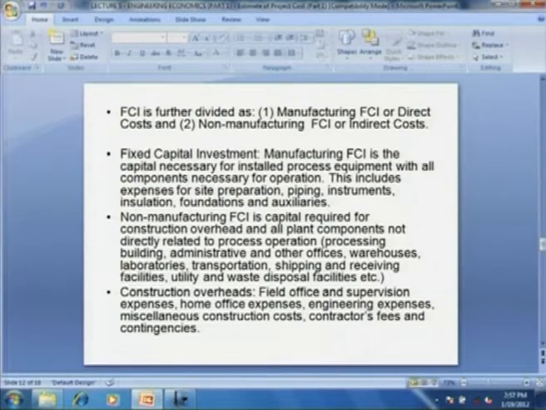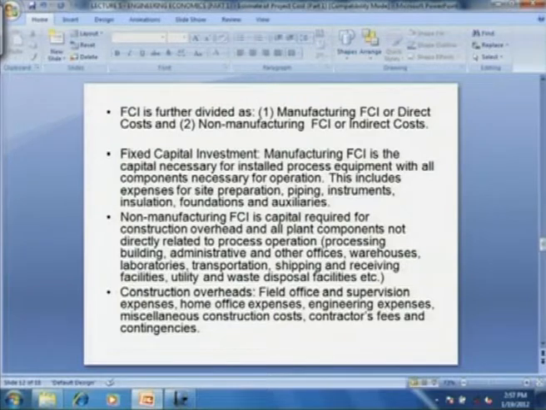Now let us see in detail what we mean by fixed capital investment, or what are the components of it. Manufacturing fixed capital investment is the capital necessary for installed process equipment with all components that are necessary for operation. This includes expenses for site preparation, piping, instruments, insulation, foundation and auxiliaries. That is manufacturing fixed capital investment.